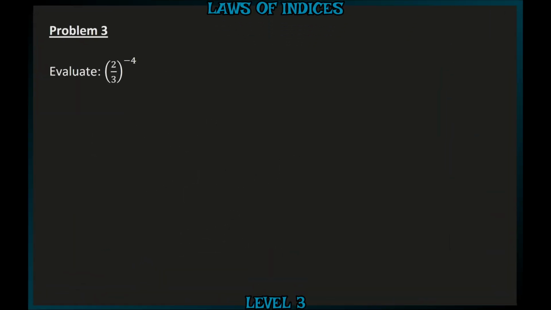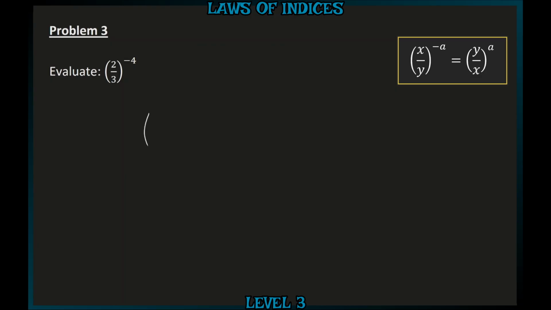In problem 3, we're evaluating 2 over 3 raised to the power of minus 4. And this means that we need to find its value. Now since we're starting with a fraction raised to a negative power, we're going to use this law. And the law tells us that we can rewrite 2 over 3 to the power of minus 4 as 3 over 2 raised to the power of 4.